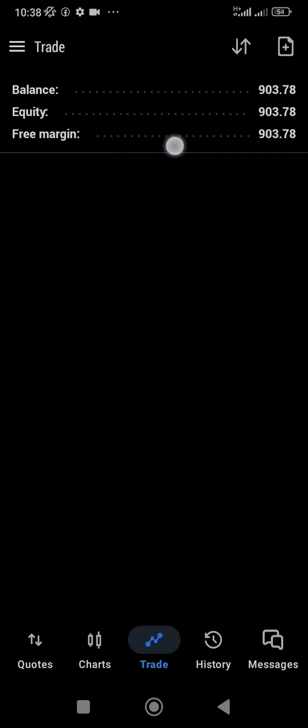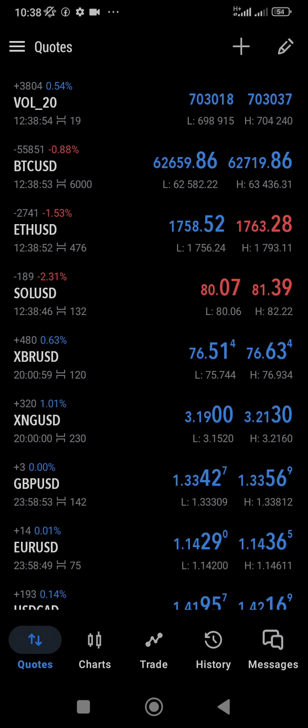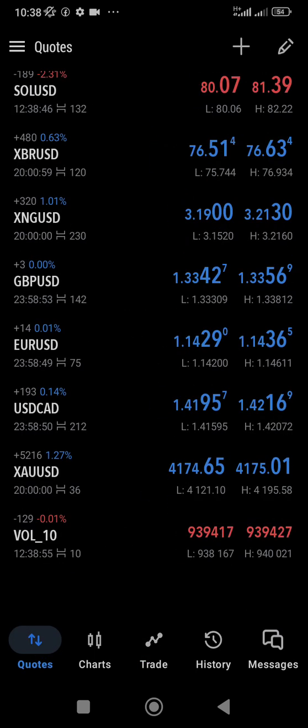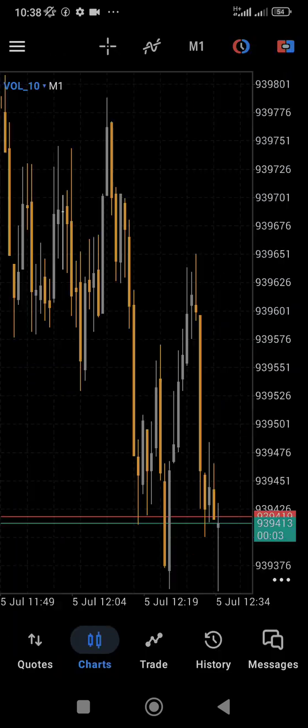So the free margin is telling you about the safety. It can be in percentage. If you have 10,000%, 20,000, it depends on the leverage of the account, of which we are going to discuss in a later video. So what we want to know about is this balance and equity and how it affects our money. So first of all, we have to go back to the quotes and click any of the instruments we want to trade. Let us click volatility 10 index and click on the chart.